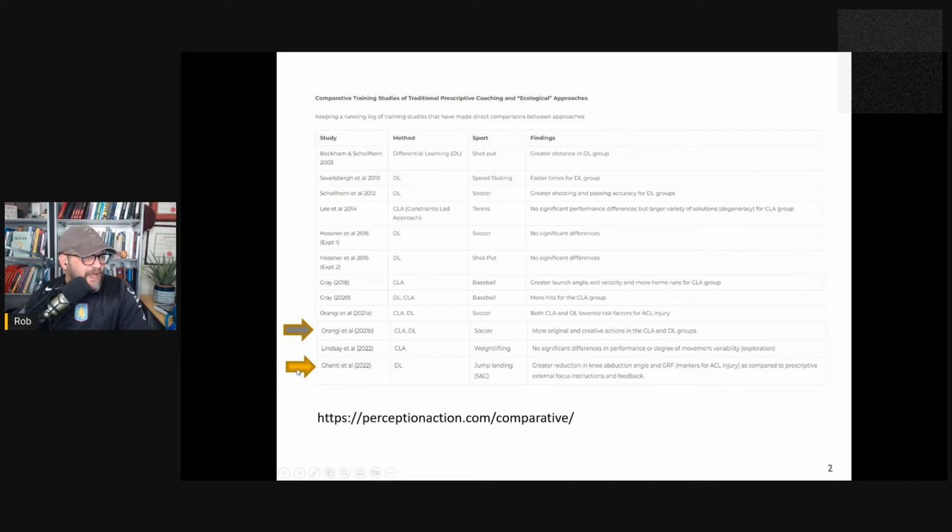And this new study that I've just put in is by Ganti and colleagues with Wolfgang Schollhorn, looking at differential learning and a couple other types of training. This study, like the one by Arangi and colleagues from 2021, is particularly focused on how these methods influence injury and the risk factors for ACL injury.